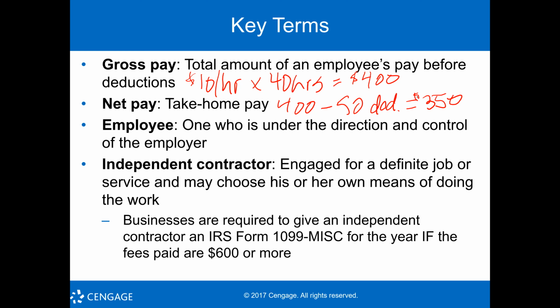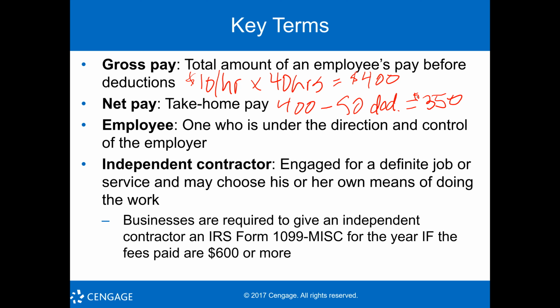So employee versus independent contractor. An employee is someone who works for an organization and, just like it shows here, is under the control or direction of the employer, under their schedule and such. The employer pays them X amount. The employer withholds taxes.